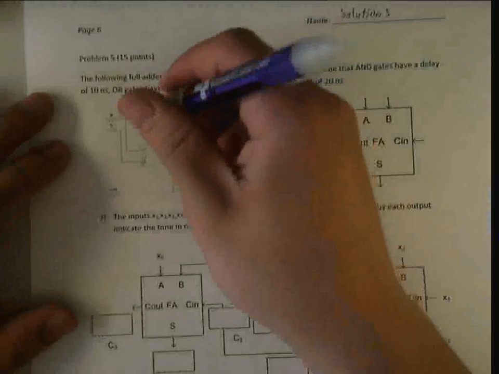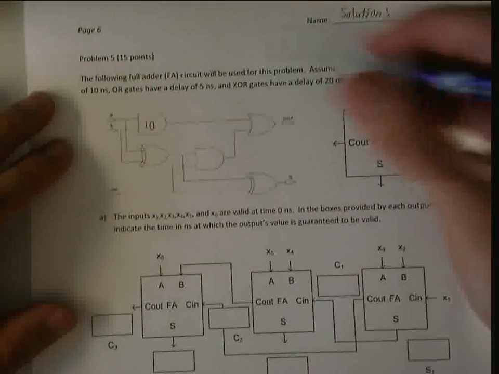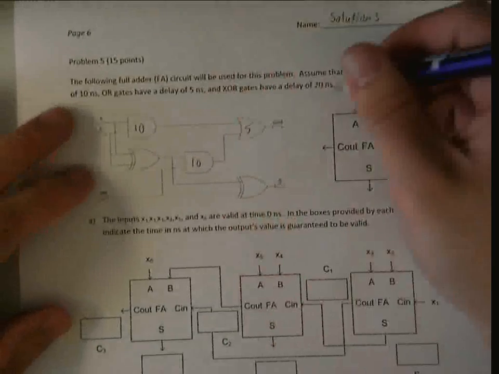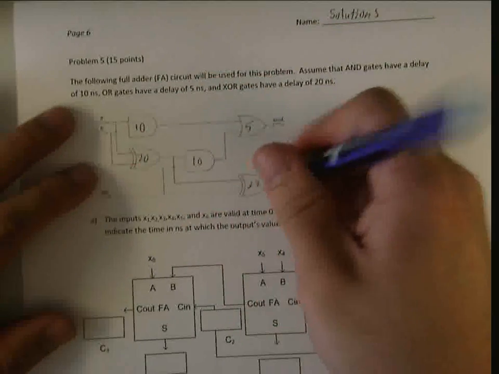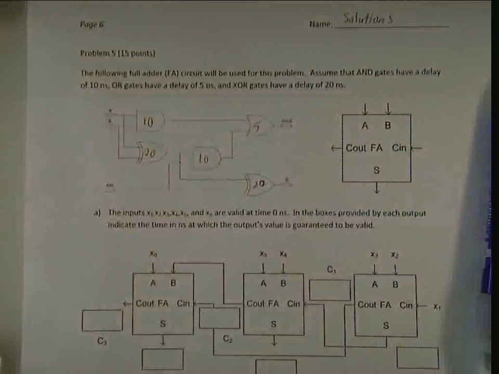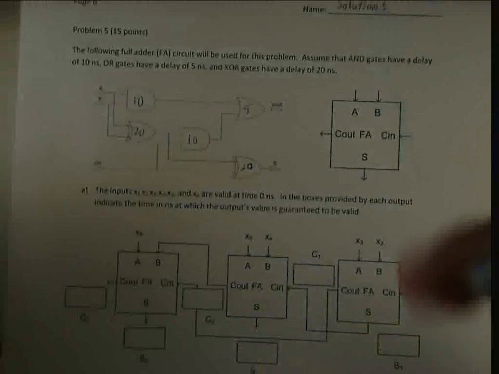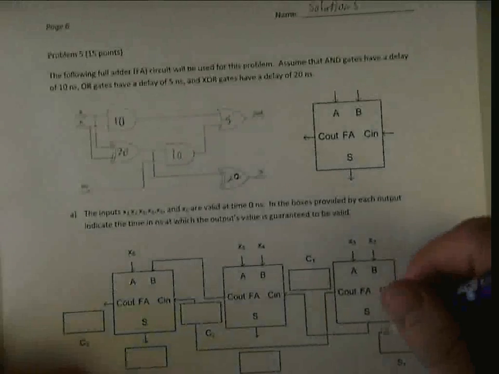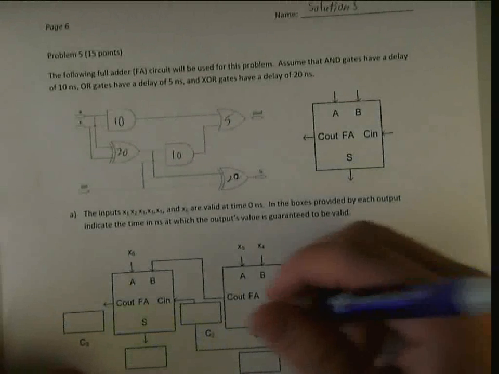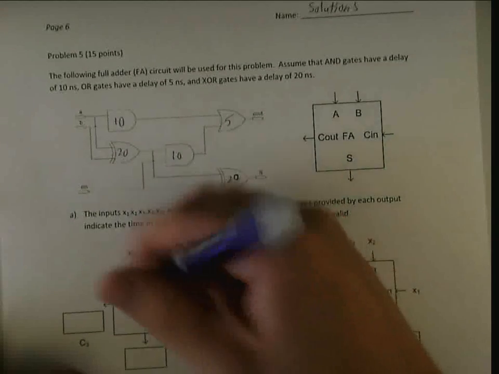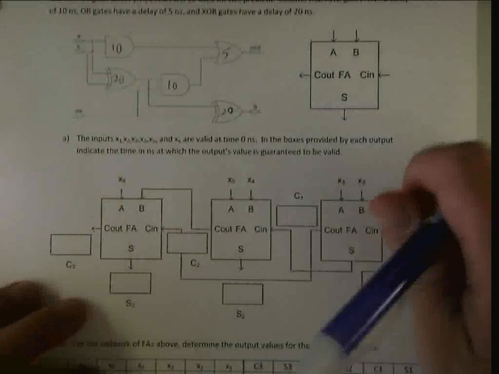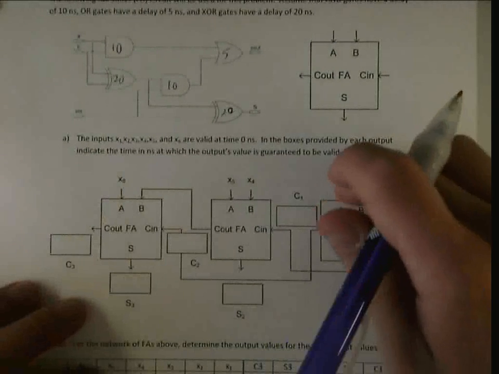We'll start here, and we've got that AND gates have 10 nanoseconds of delay, OR gates have 5, and XORs have 20. What we need to do is see how long it takes for these sets of inputs to get to here, and then these inputs to get to here, and then these inputs to get to here. So to start, we have x1, x2, x3 all available at time 0.